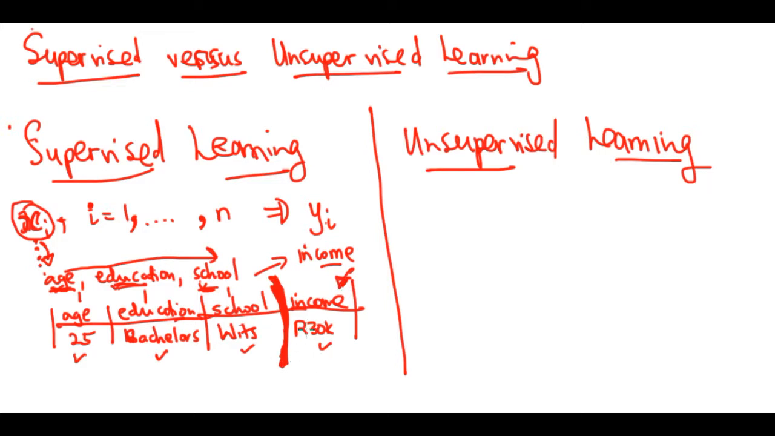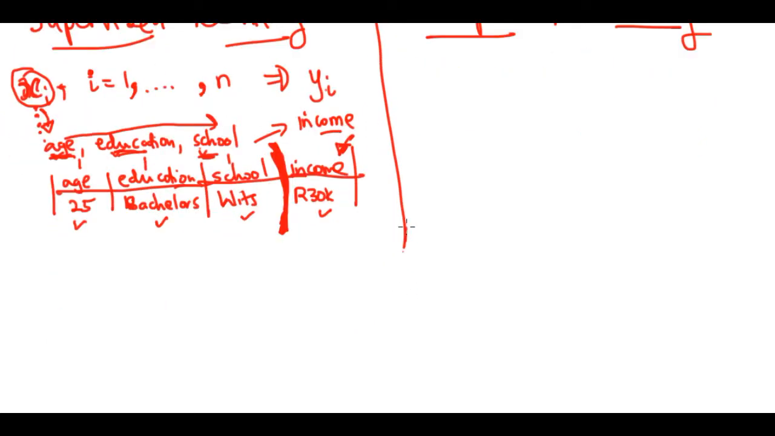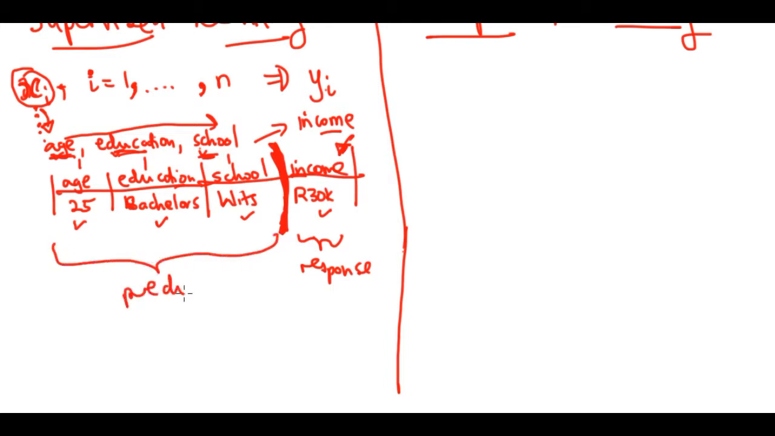So what we wish to do in supervised learning is fit a model that relates the response, which in our case is the income, to the predictors, with the aim of accurately predicting the response for future observations, or future people. That is one case. Our case is we want to predict y, or income, for future observations.